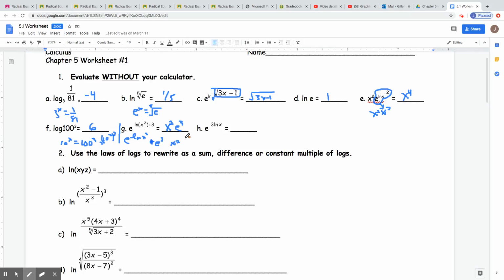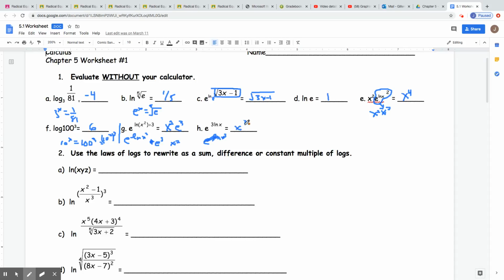And the last one here, for h. This 3 can be moved. It's out front, which means this is really e to the natural log of x cubed. We have the same base, so this is all just gone. It's just whatever's there, which is x cubed.